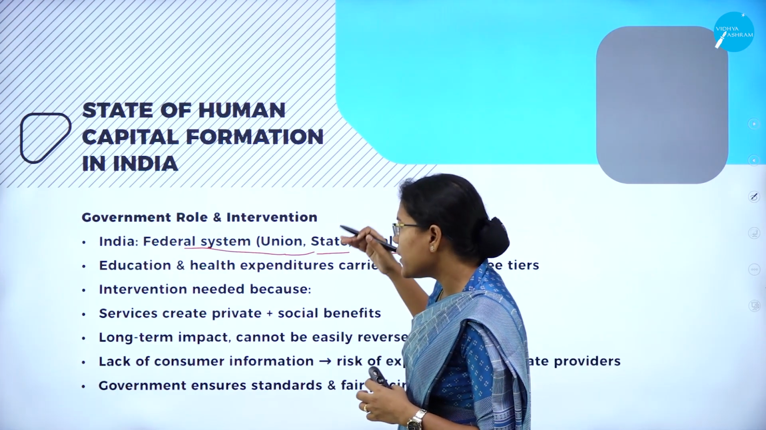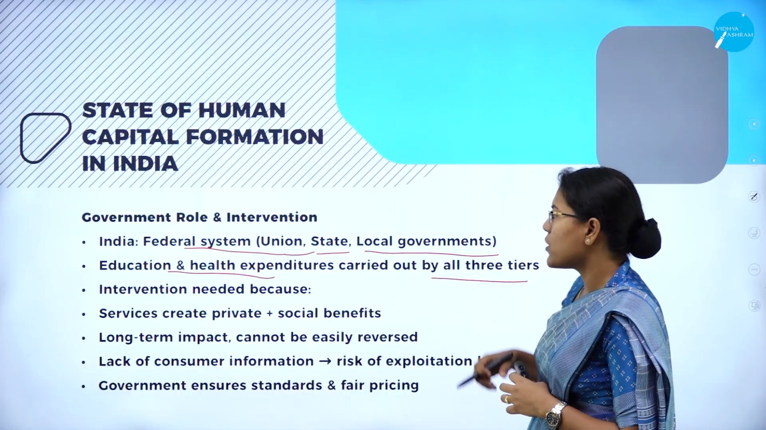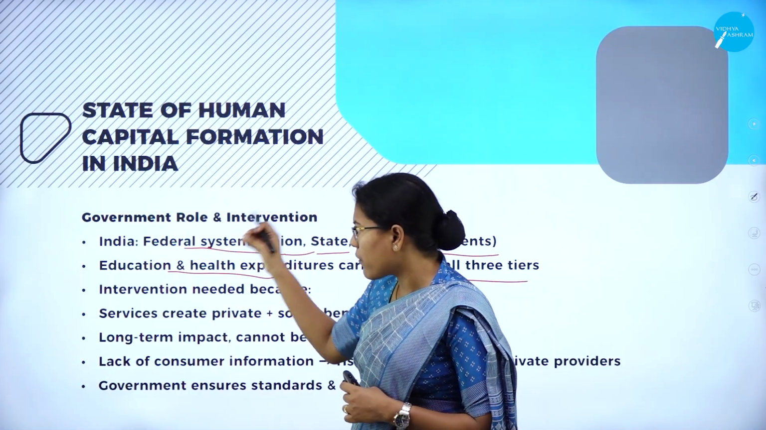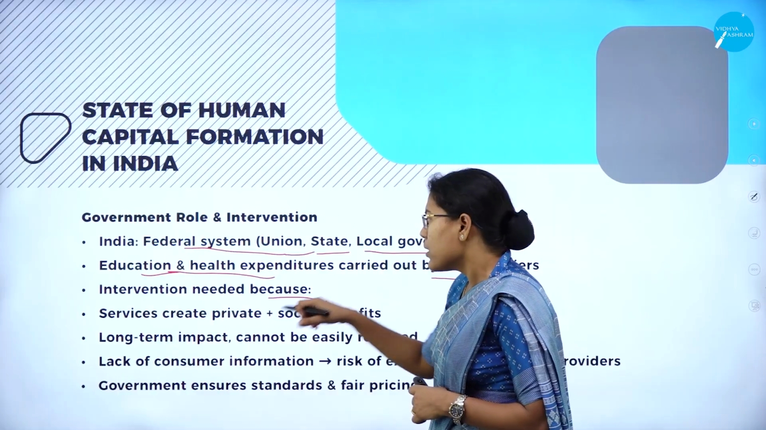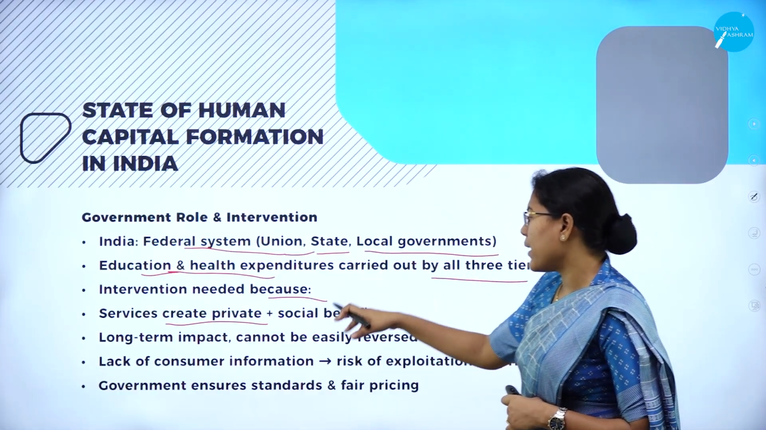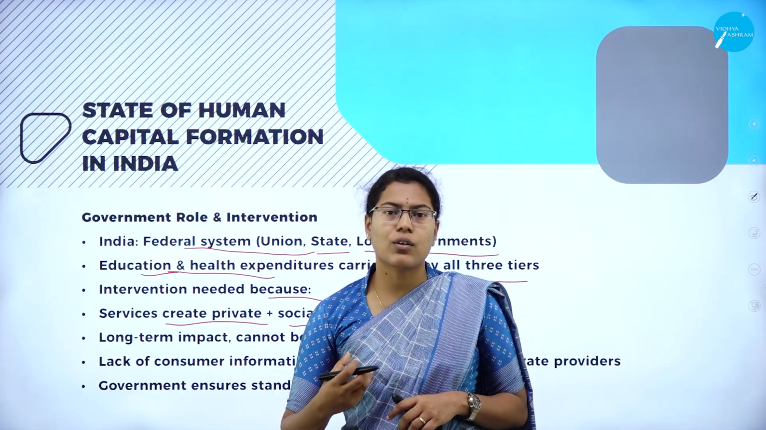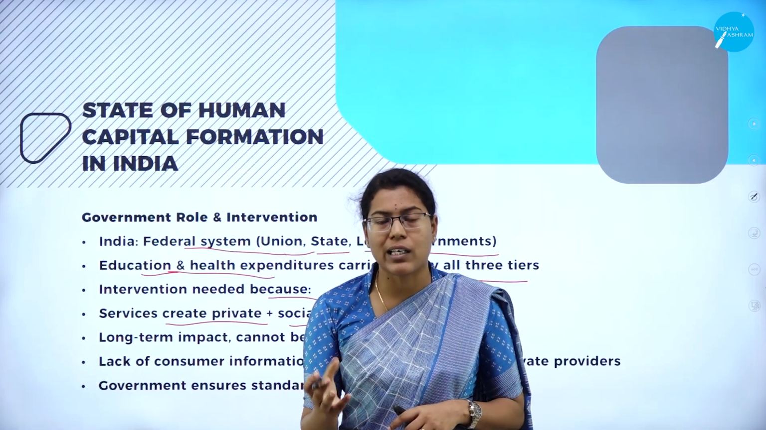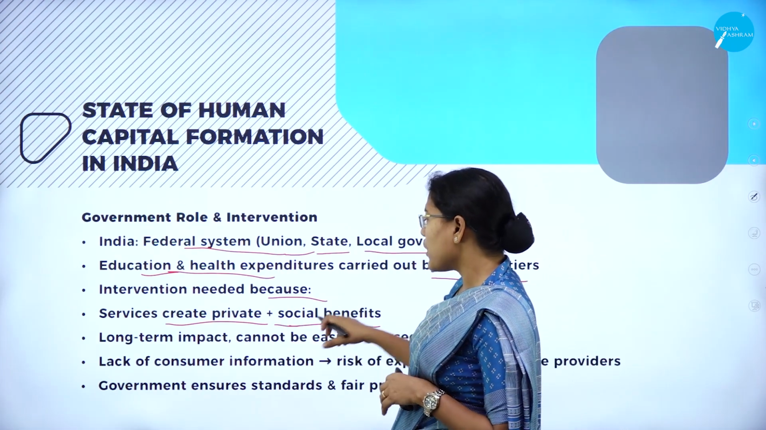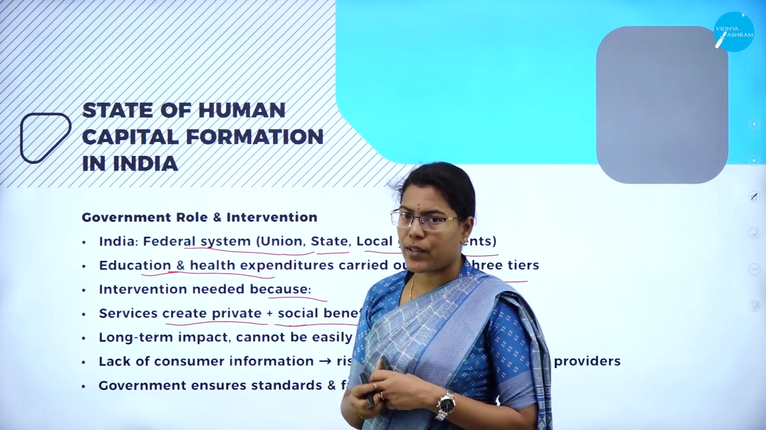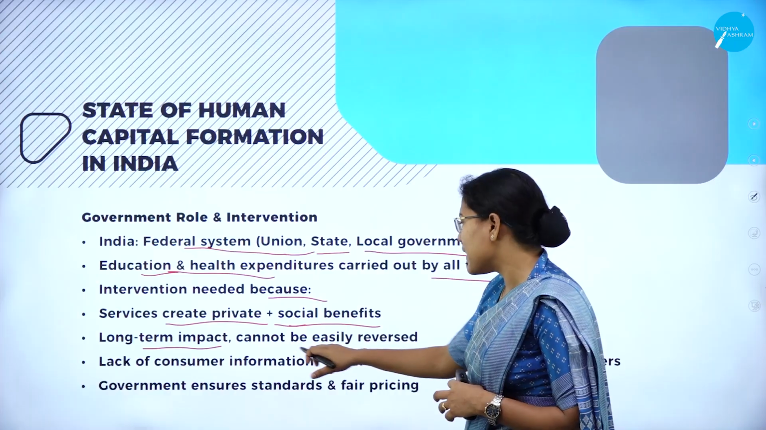At all these three levels, education and health expenditures are carried out by all three tiers, because intervention of government and their measures on education and health is very important, because these services create both private and social benefits. If a man has good education, it is not only going to increase his productivity, it also improves his private life as well as brings some social benefits. And particularly when we talk about the long-term impact, it cannot be easily reversed.